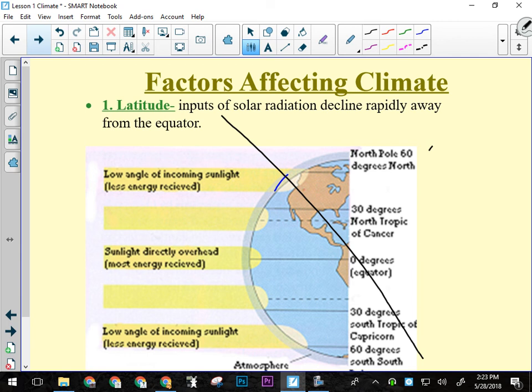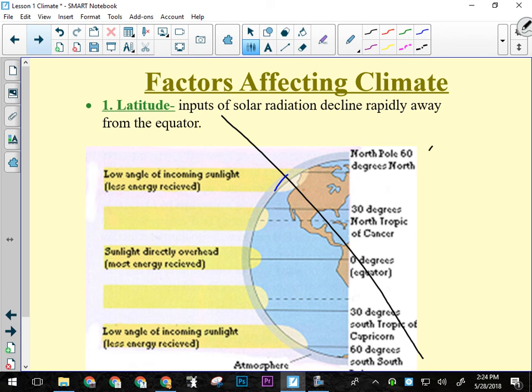Their length of day doesn't change very much. At the same time, if you've ever been down there, it doesn't matter what time of the year you're down there, the sun goes down between 6:30 and 7 o'clock, and comes up between 6:30 and 7 o'clock in the morning. It's always about 12 hours long.